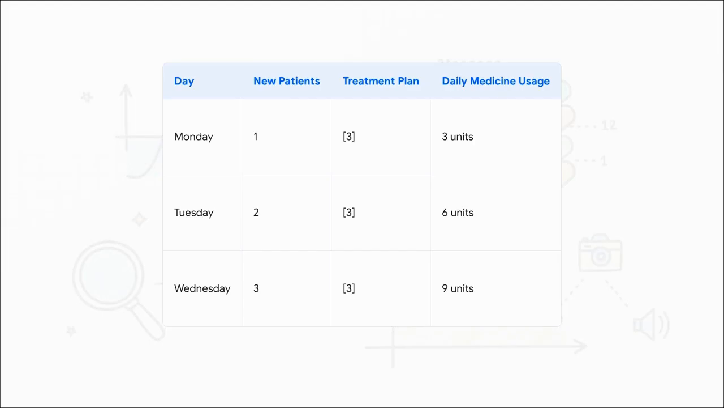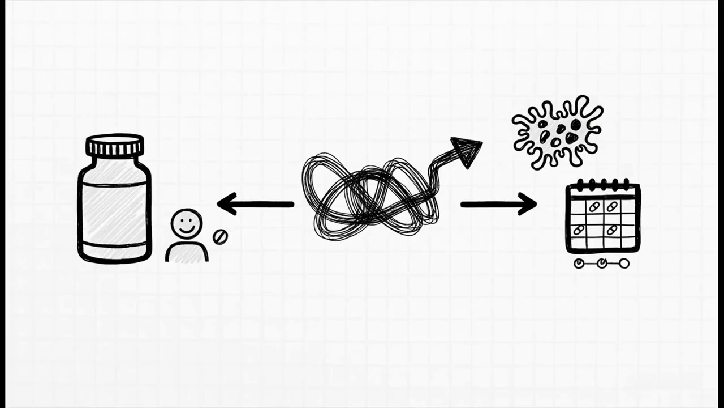Okay, so let's start with a super simple case. Imagine the treatment is just one and done. Every new patient gets 3 units of medicine on the day they arrive, and that's it. Well, that's easy, right? The math is just simple multiplication. On Monday, 1 new patient comes in, they get 3 units. On Tuesday, 2 new patients, they get 6 units. No problem. But life isn't that simple, and diseases definitely aren't.